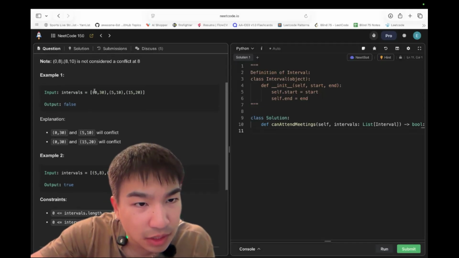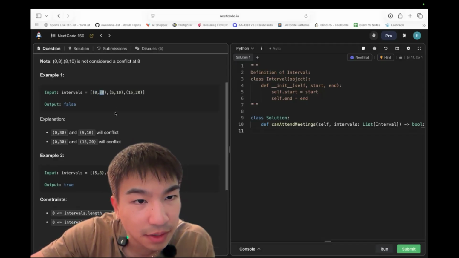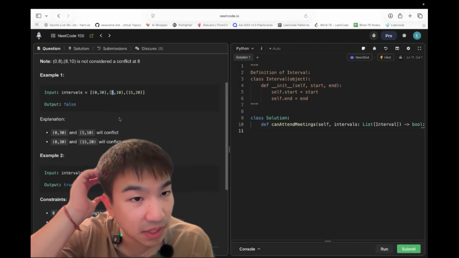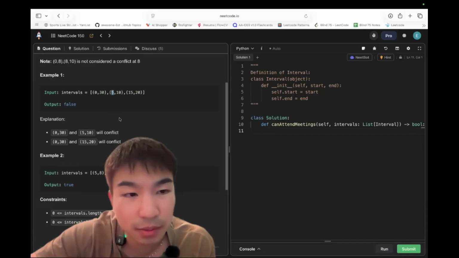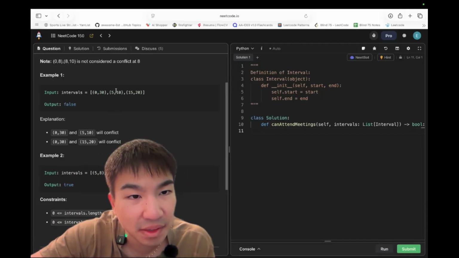For example, this meeting starts at minute zero and it ends at time 30. But another meeting actually starts at 5, right? And 5 is less than 30. So that would be an overlap, right? So we couldn't attend all the meetings at the same time. Also, we could see that this ends at 30, but 15 is also smaller than 30, right?